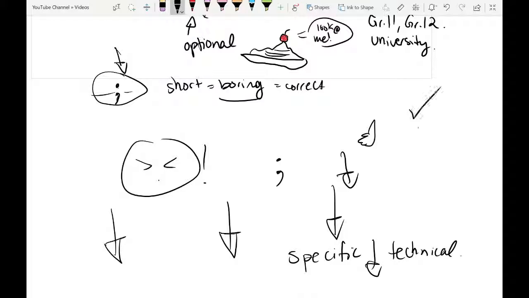But this is the easiest way, and it will show that you're starting to really grasp some of these grammar concepts quite early and quite easily. So give them a try.